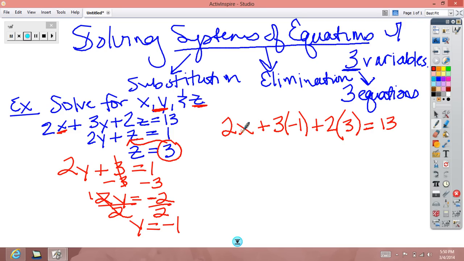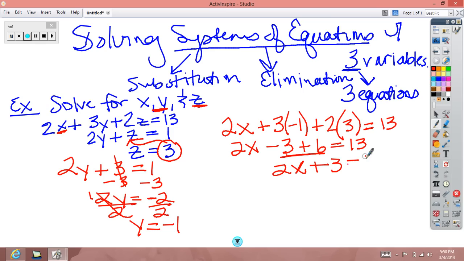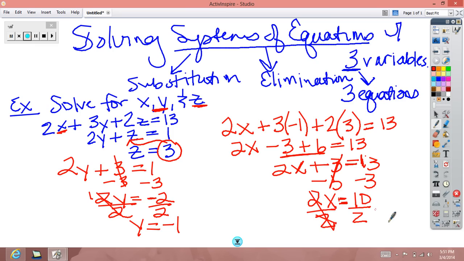Alright, look at that. We did what we're supposed to. We found just x. We're left with just x. So simplify here. 2x minus 3 plus 6 equals 13. Combine like terms. 2x plus 3 equals 13. Subtract 3, 2x equals 10, divide by 2, and x equals 5.